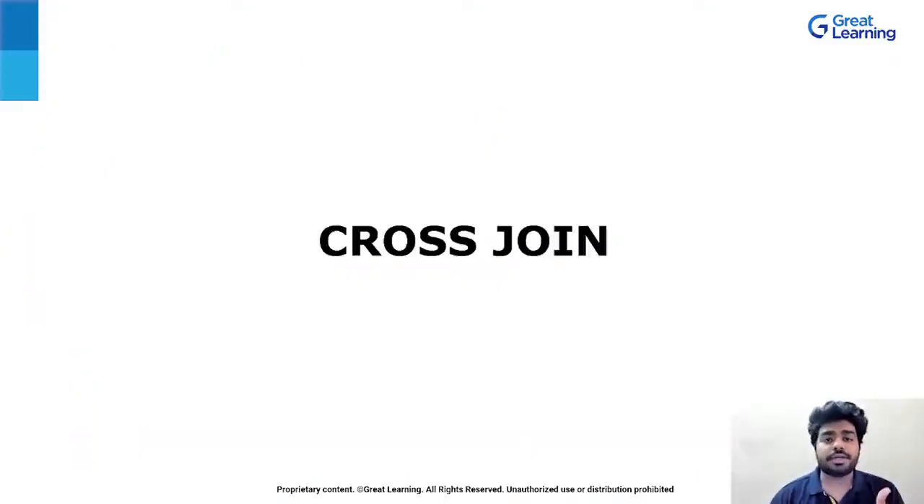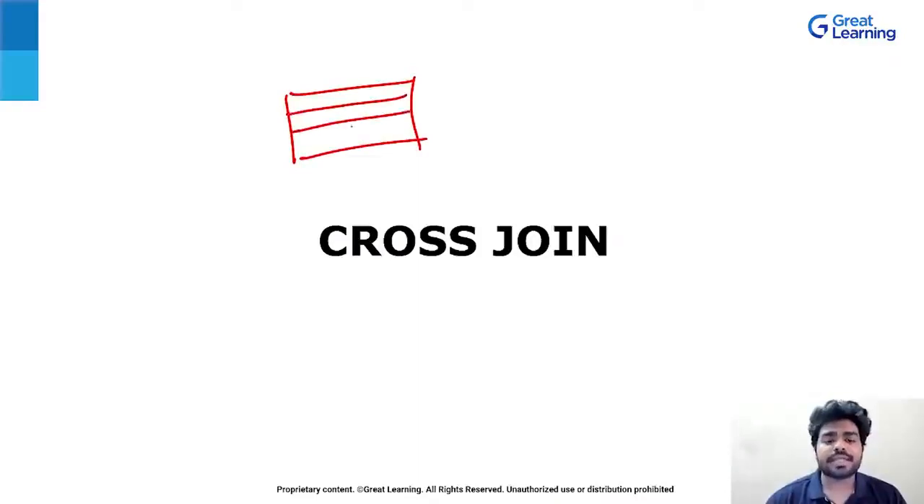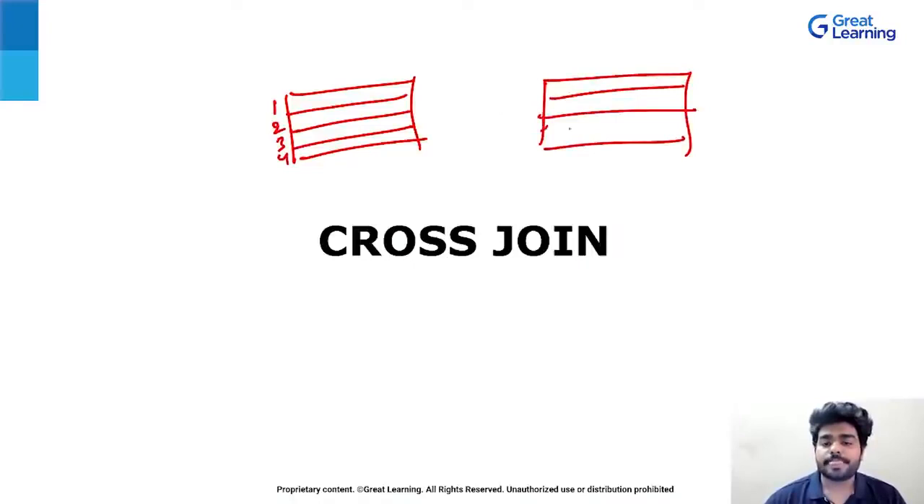Now we are jumping into the cross join. Let's see what is cross join. This is really very fun because here we multiply everything with everything. Let me tell you what this is. Suppose I have a table, and I have 1, 2, 3, 4 rows, okay? And I have another table, and here also I have 4 rows: 1, 2, 3, and 4.